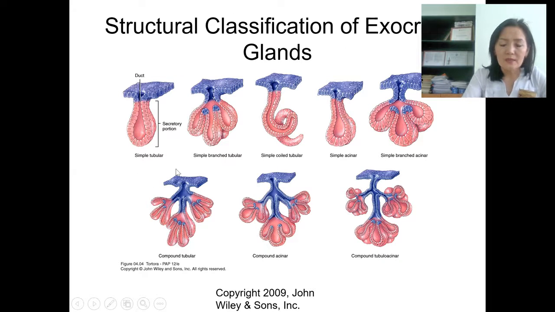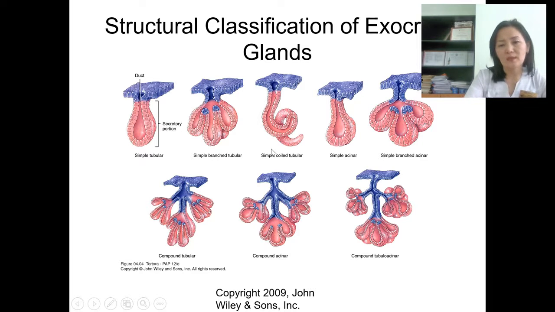Okay, we can see here different types of simple glands and compound glands. Simple glands, if you remember, we said they have only one duct, not branched, that's why simple. Why tubular? Because the secretory portion is like a tube. We can say simple tubular gland. Second type of simple gland, simple branched tubular gland. Duct only one, but the secretory portion consists of several tube-like portions, that's why we can say simple branched tubular gland.